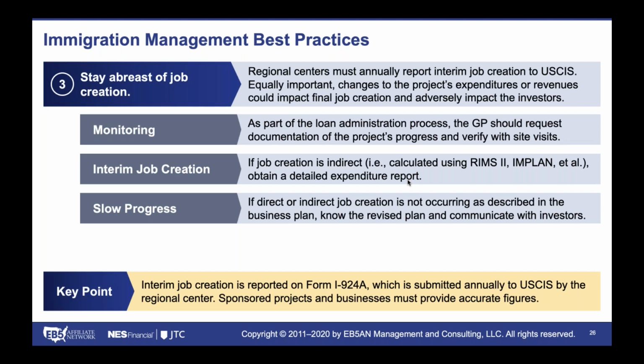So part of the annual filing on the I-924A is estimated job creation. So you are reporting this yearly, but where this comes into the most important piece is at the I-829 stage, where you need all of the detailed backup to prove that 10 jobs were created for each investor.